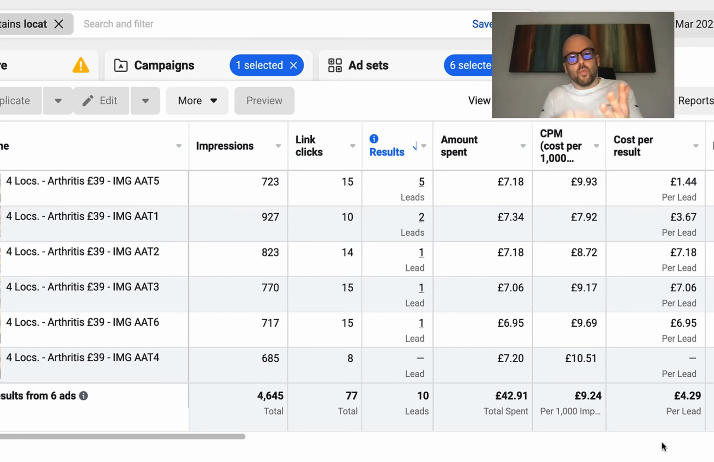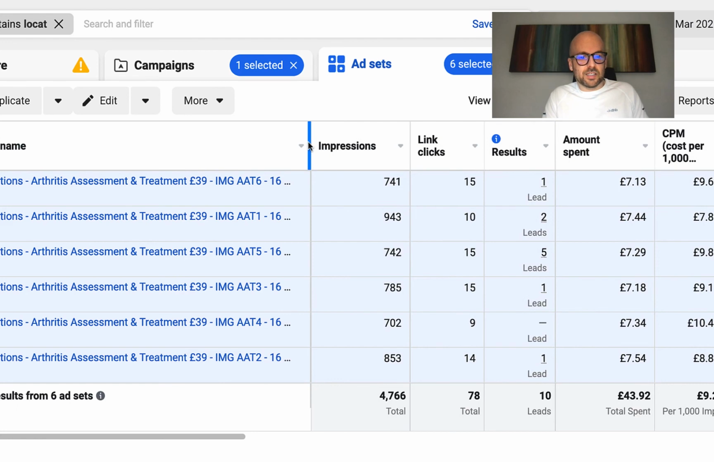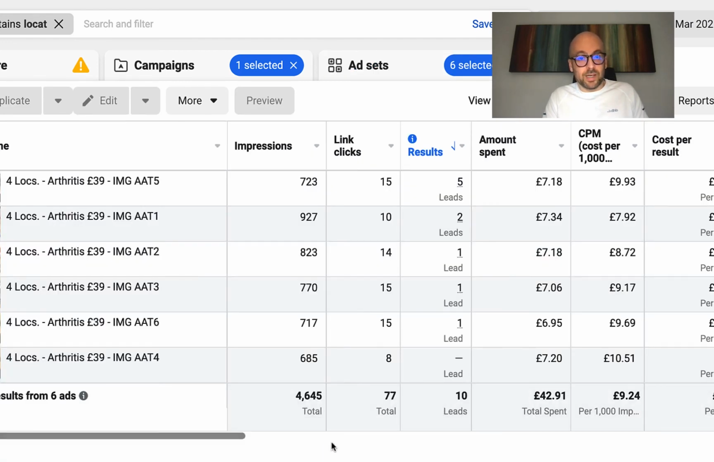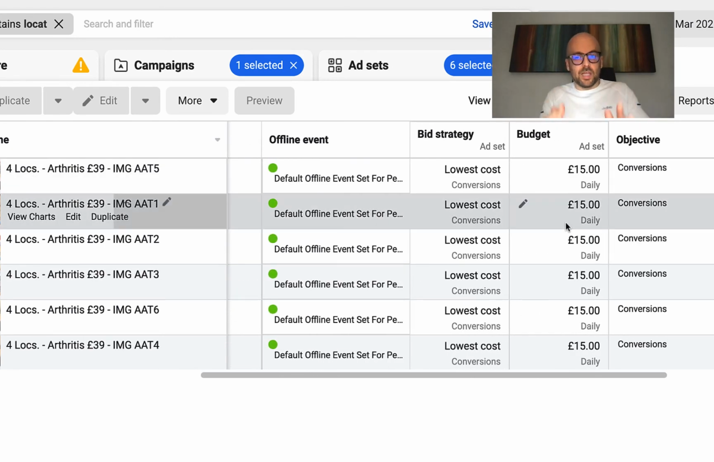We want 1 ad per ad set. So if we look on the ad set level, you'll see here that we've got 6 ad sets. We've got 6 ads. 1 ad per ad set. The same budget per ad set. We're trying to make it even. We're forcing Facebook to do what we want it to do.